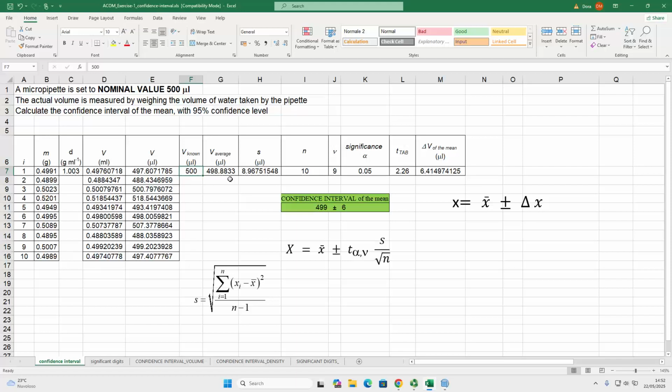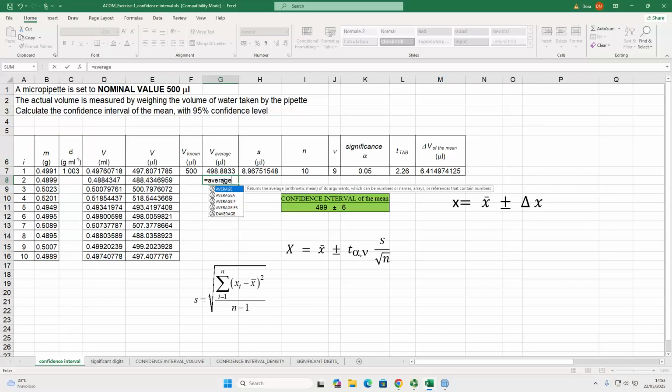Okay? In the cell F7, I simply typed the known value, the reference value. I expect 500. And then I calculated the average. How did I do? Type it together with me. Equal, average. You see that the software proposes you several functions. The first one is good. You can double click on this or directly type a round bracket, open round bracket. And you see that the software is telling to you the format of the input, what does it ask to you. And it asks to you to tell in which cells the input values are present.